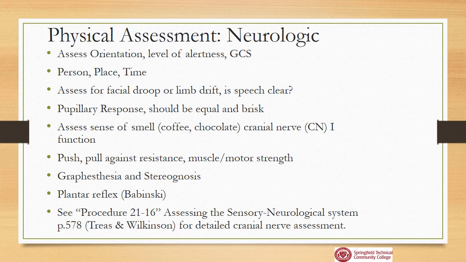I may write a number in their palm and see if they can recognize what number I'm writing. That's called graphesthesia. And I can put my pen in their hand and ask if they can identify the item with their eyes closed. That's stereognosis. Using the edge of a pen or the end of my stethoscope, I can check for a plantar reflex or a Babinski, running the pen up the outside of the patient's foot. And then you're going to look at your Treas and Wilkinson book for a detailed neurologic cranial nerve assessment.